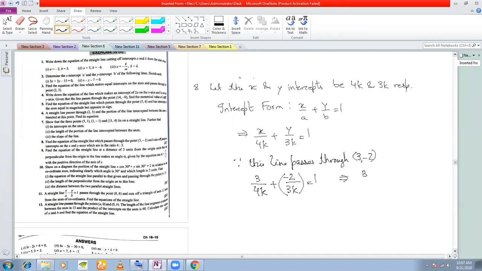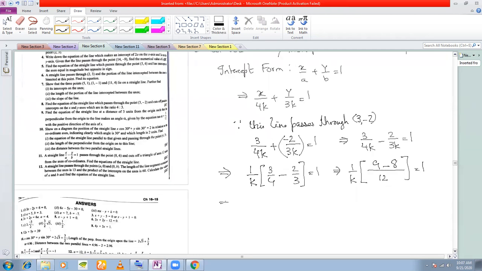Okay, so this is 3 by 4k minus 2 by 3k is equal to 1. I can solve it in this manner also. Take 1 by k common. You get 3 by 4 minus 2 by 3 is equal to 1 by k, take the LCM here now. 12, 9 minus 8, yes, is equal to 1.